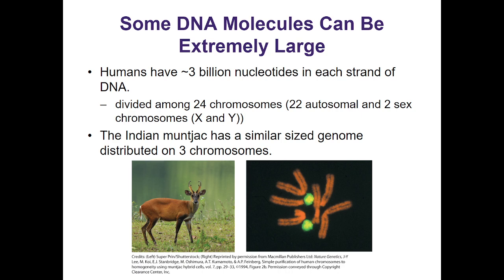This is divided among 24 chromosomes, 22 of which are autosomal, 2 of which are sex chromosomes, the X and Y. If you're a male, you have what? X and Y. And if you're a female, you have? Double X. You got 2 X's. Fantastic. Okay. The Indian muntjac actually has a similar sized genome that's distributed on 3 chromosomes.